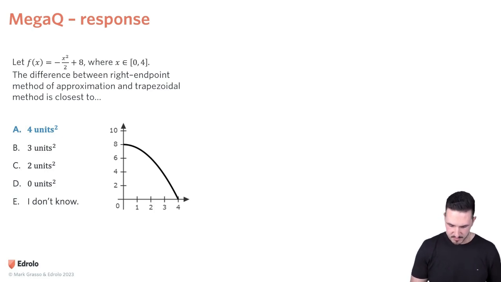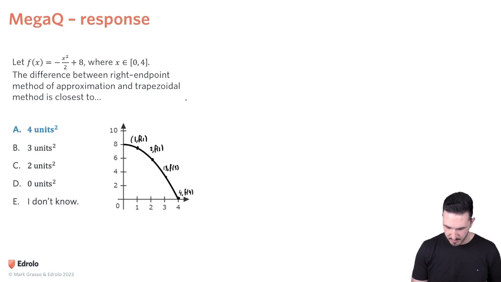So right endpoint from 0 to 4, we're going to be starting at 1. So 1 comma f of 1. Then we have 2 comma f of 2. 3 comma f of 3. And finally 4 comma f of 4. Let's evaluate what they are.